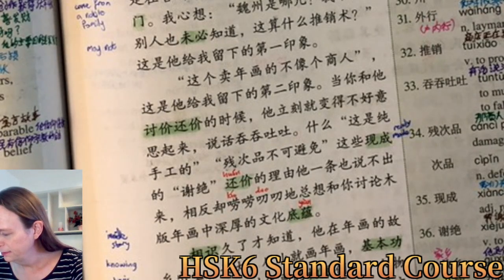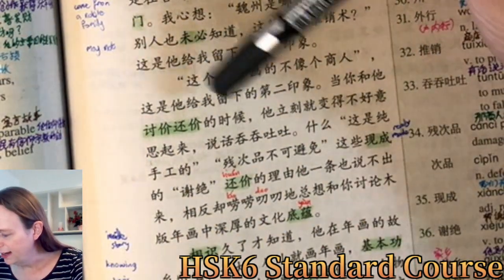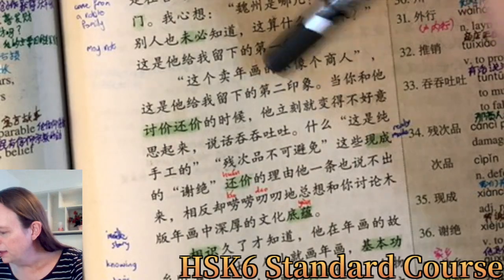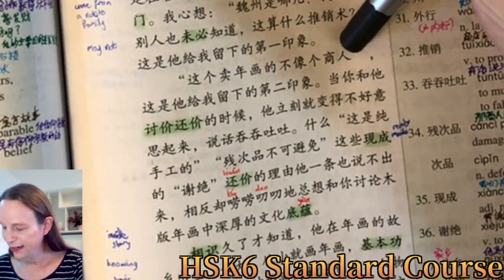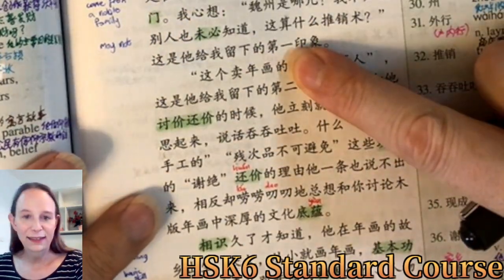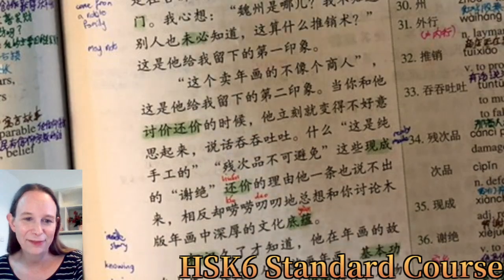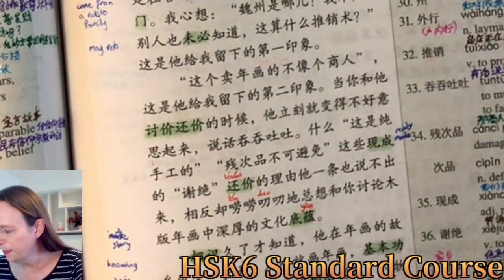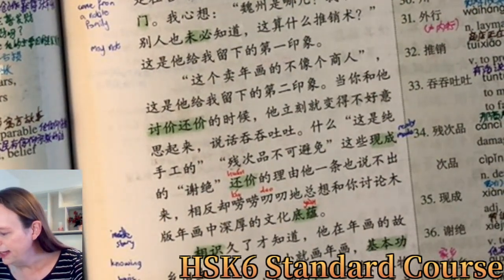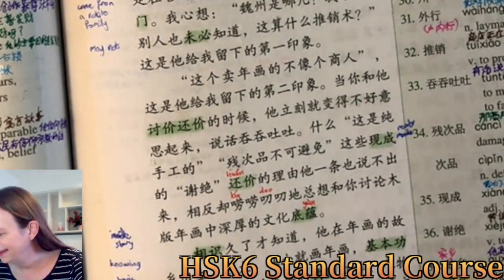这个卖年画的不像个商人. Yeah, so they're leaving off the actual object after 的 because it's 商人, it's kind of inferred. 这是他给我留下的第二印象, okay.